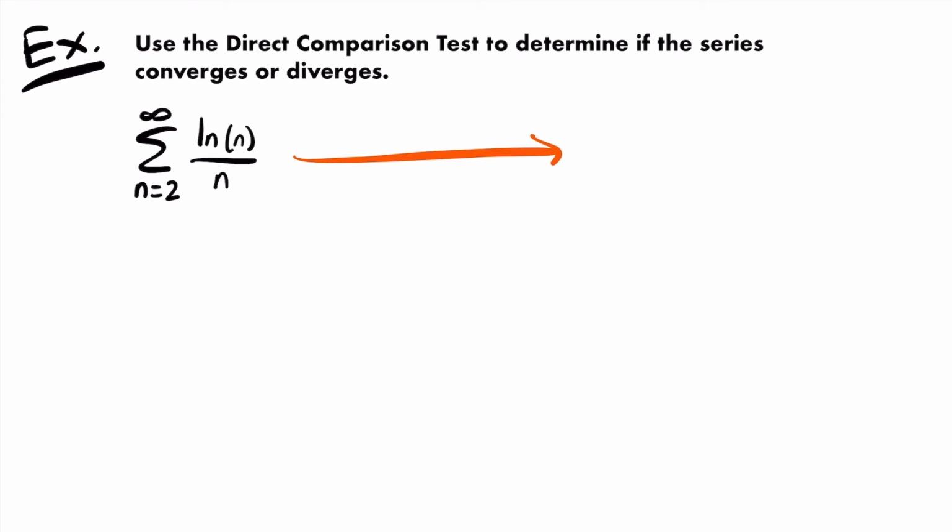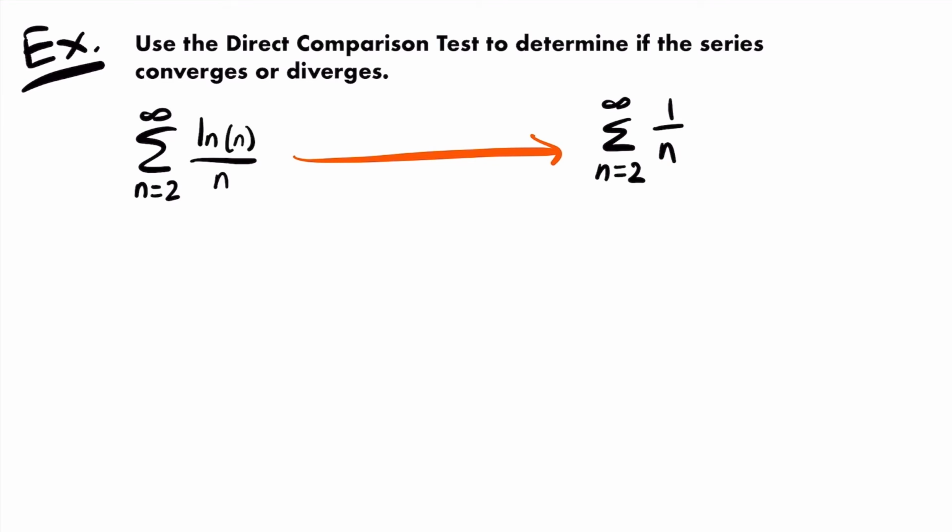Let's compare this to the series where we have the sum from n equals 2 to infinity of 1 divided by n. All right, we're just going to remove that natural log function because that is the part of this series that makes this series not a p-series. That's why we can't just test this series right away using the p-series test. It needs to have 1 or some other constant in the numerator, not a function like the natural log function, in order to use the p-series test. So instead, we're going to compare that to the p-series of 1 divided by n.